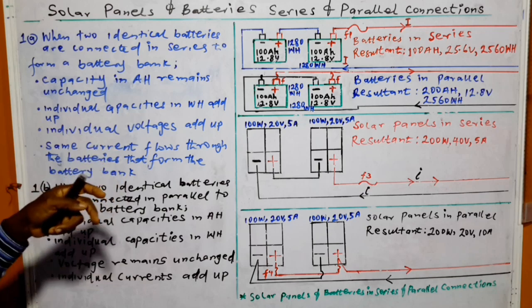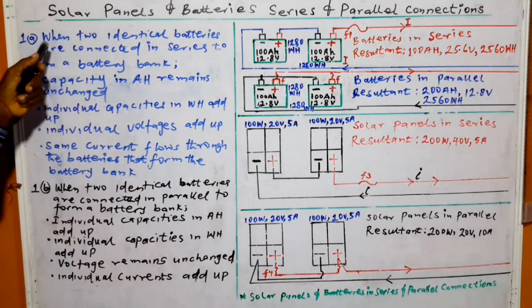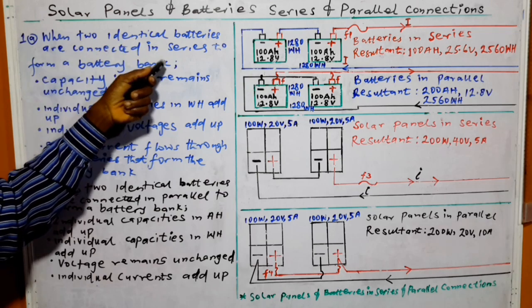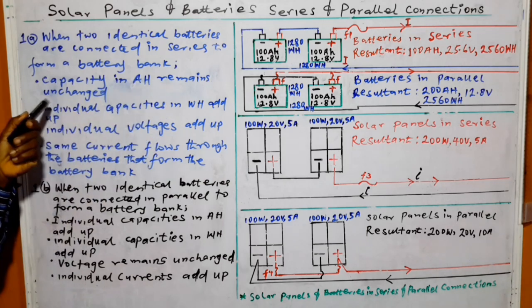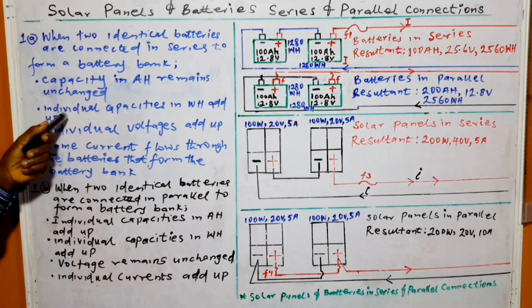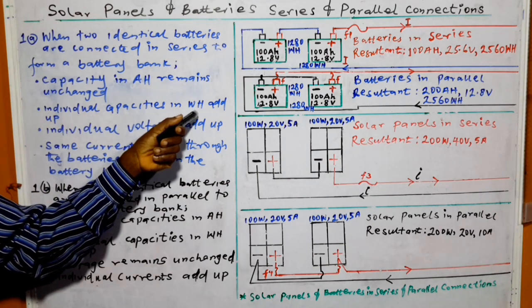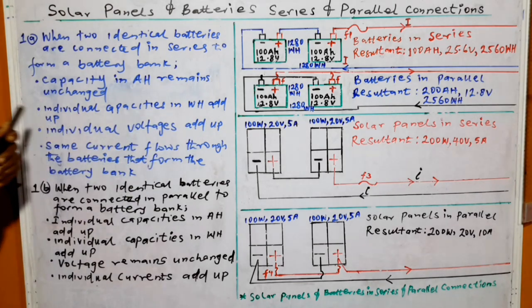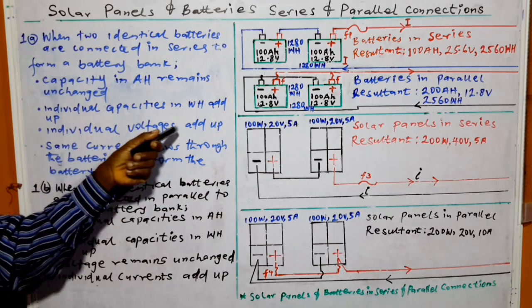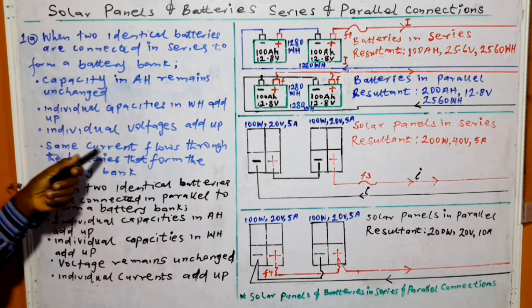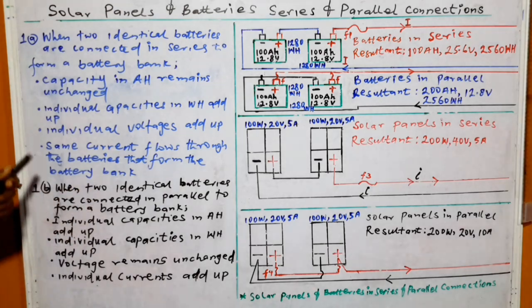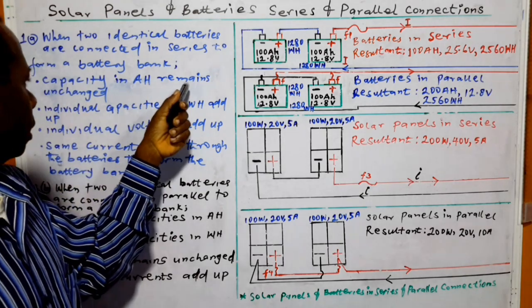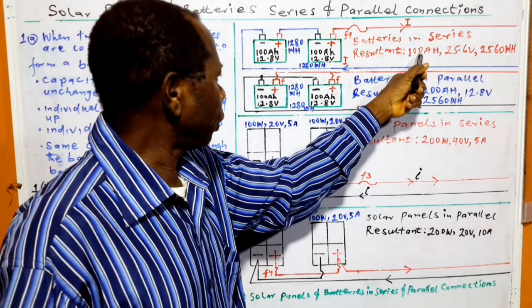Taking on the first case, when two identical batteries are connected in series to form a battery bank, capacity in AH remains unchanged. Individual capacities in watt hour add up, individual voltages add up, and the same current flows through the batteries that form the battery bank.